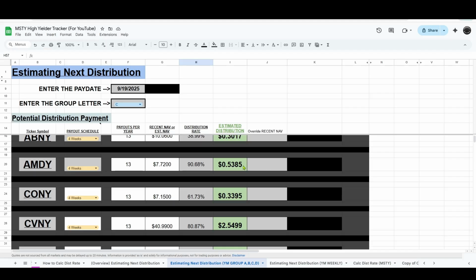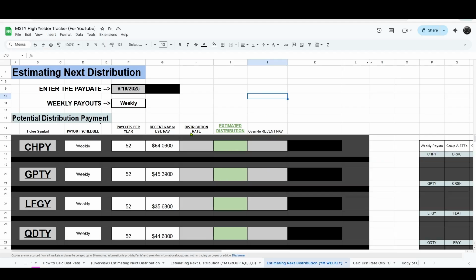Now let's just slide right over to the weeklies and let's see what it looks like my guesstimate will be for those. And here we are on the weeklies. As you can see, it's already got the ticker symbols in there. There are 52 payouts per year. It is a weekly schedule, and it's already brought in that Friday price, okay? So, again, for those distribution rates, it will be the same thing. We go to the website, we type in that distribution rate, and then it spits out what that estimated distribution would be. So, we'll start right off with the first one here of CHPY.